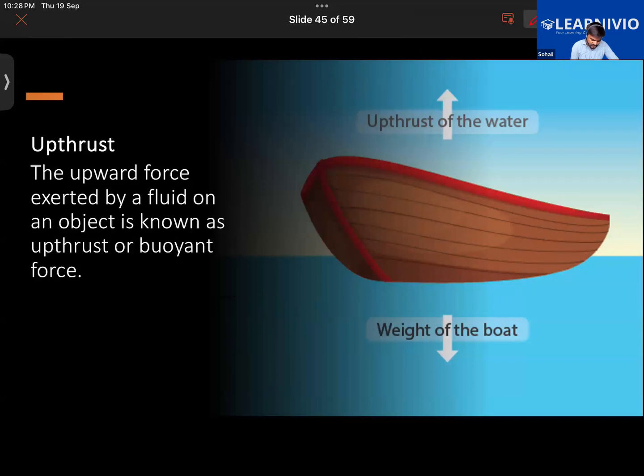So the reason why the boats float: the first situation is that if the buoyant force, which is basically the upward force, also called upthrust, is more than the weight of the boat, then the boat is going to float. Getting it? In the second situation, if the buoyant force is equal to the weight of the boat, there also the boat will be floating.